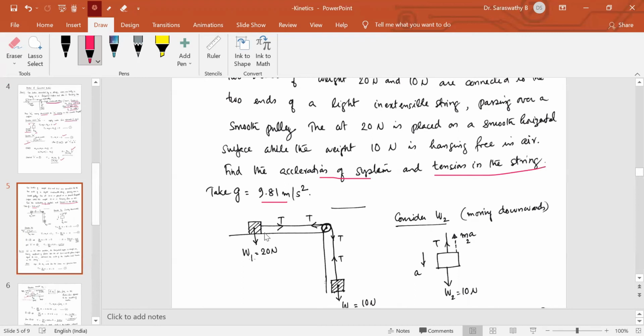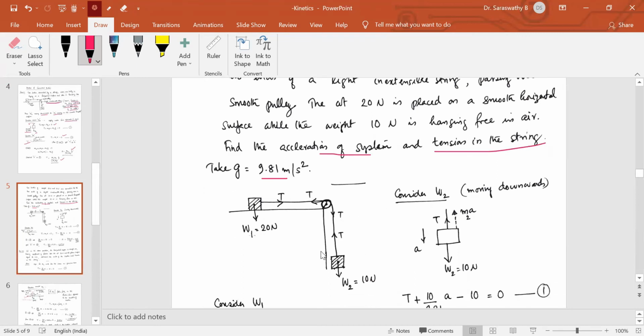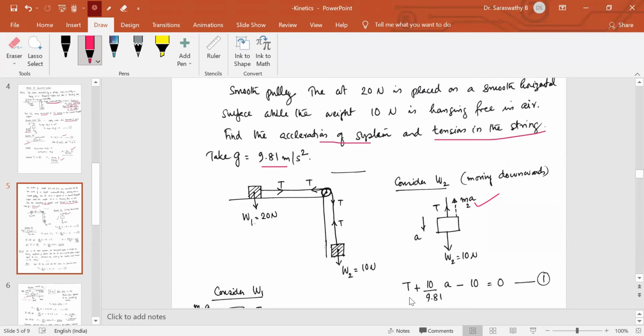20 Newton is lying on the surface, 10 Newton is hanging free. So let us consider each mass separately. Consider this hanging mass W2 first. W2 is moving down. As it moves down, this will move towards right. W2 acting downwards, tension acting upwards. This is moving down, so this is the acceleration direction. So you apply M2 into A, mass into acceleration upwards. Write the equation T plus M2A minus W2 is equal to 0. T plus M2, mass is equal to 10 by 9.81, A minus 10 is equal to 0.